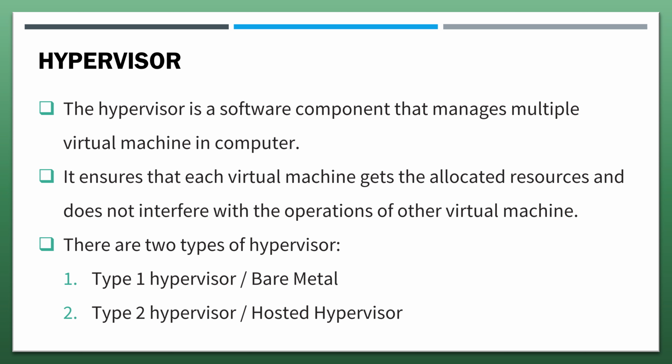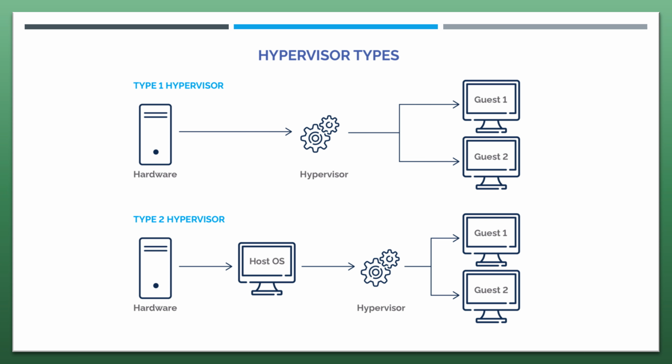The hypervisor is a software component that manages multiple virtual machine in computer. It ensures that each virtual machine gets the allocated resources and does not interfere with the operations of other virtual machine. There are two types of hypervisor. First type 1 hypervisor bare metal, second type 2 hypervisor hosted hypervisor. Here we can clearly see the both types of hypervisor.